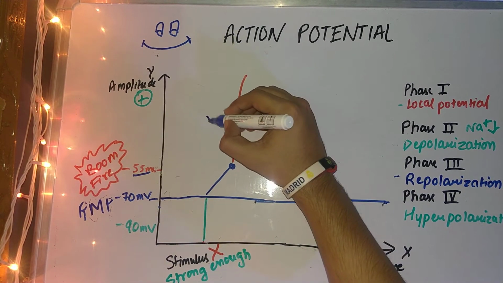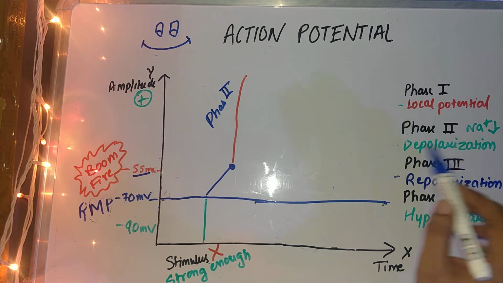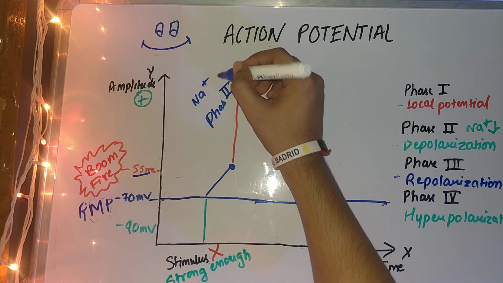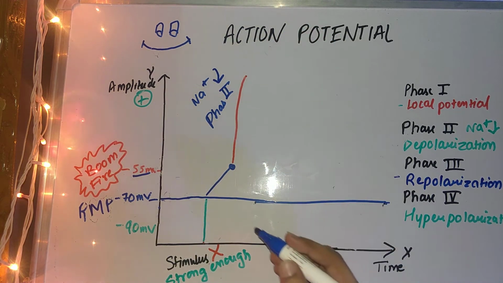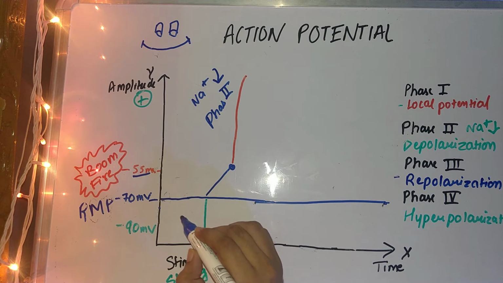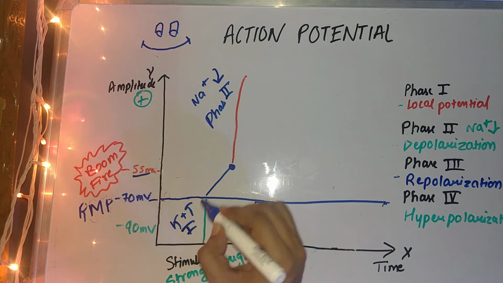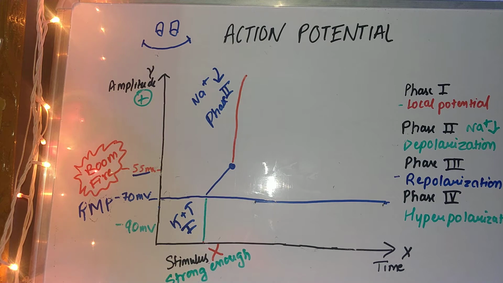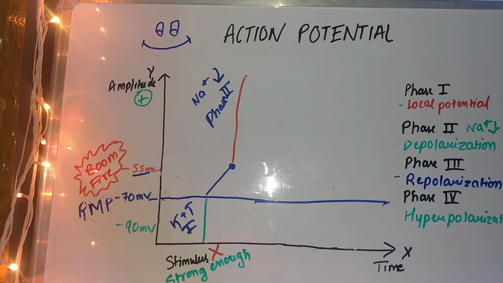So this was phase 2. Phase 2 is depolarization. The voltage gated sodium channels are open, and there is influx of sodium inside the cell. Here the passive process was going on, potassium efflux. This was phase 1, and this is phase 2, which is also known as depolarization. Now we will go to phase 3.